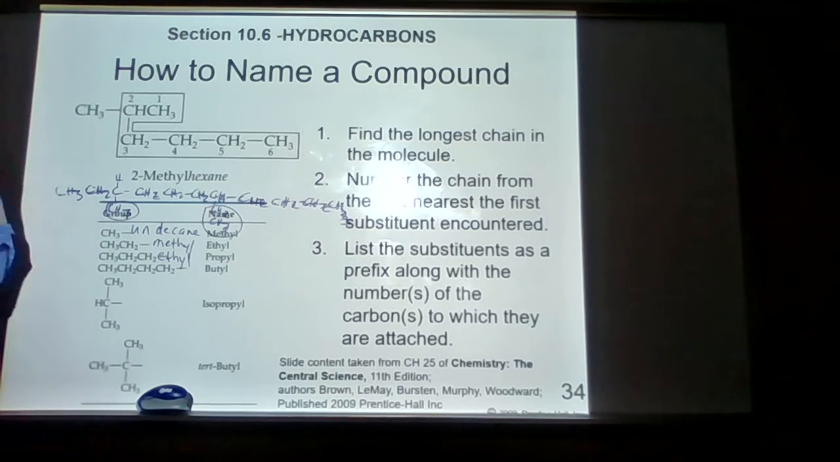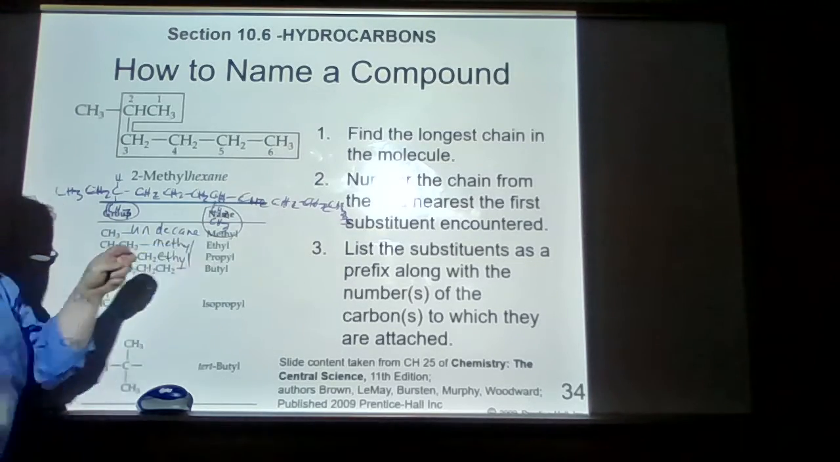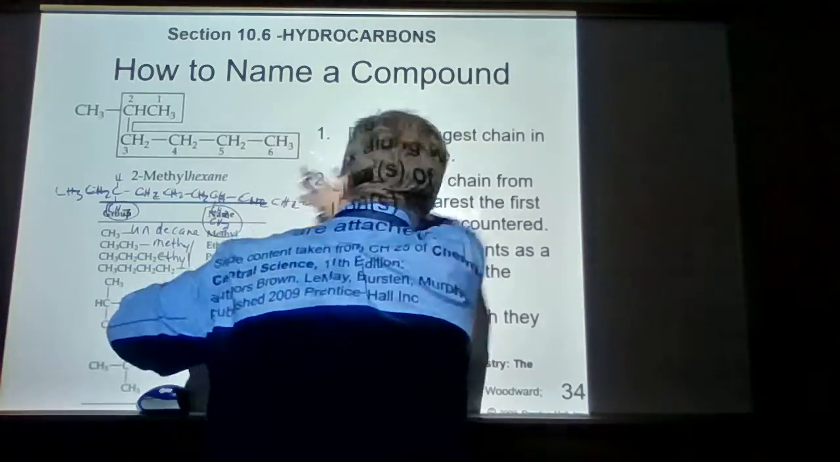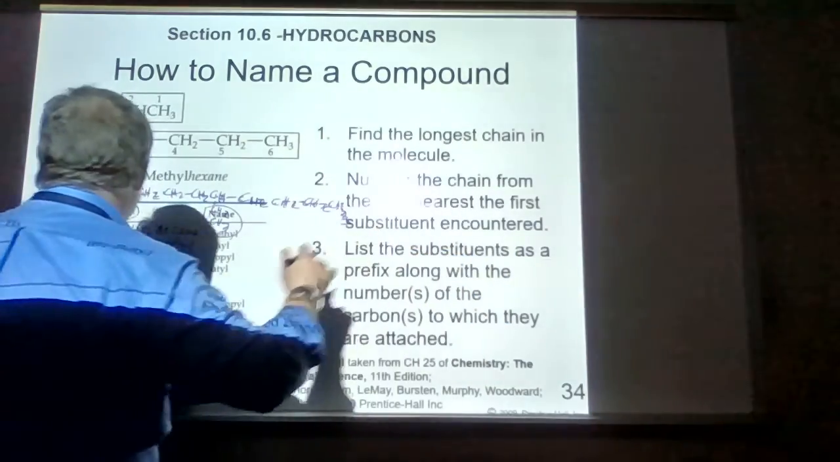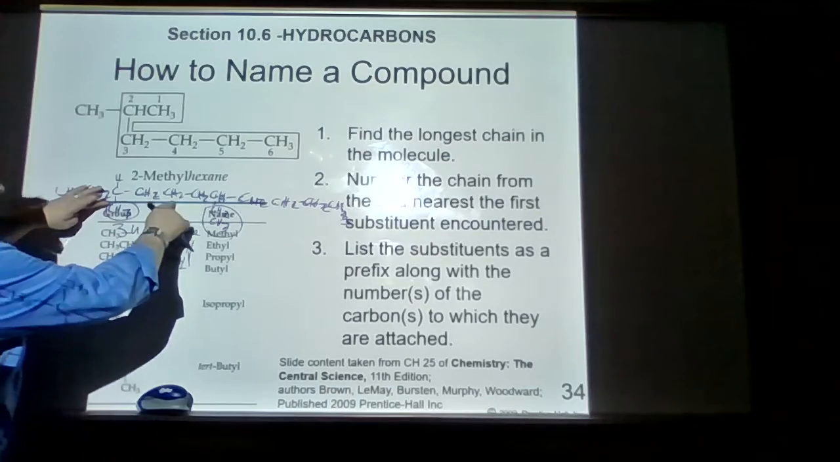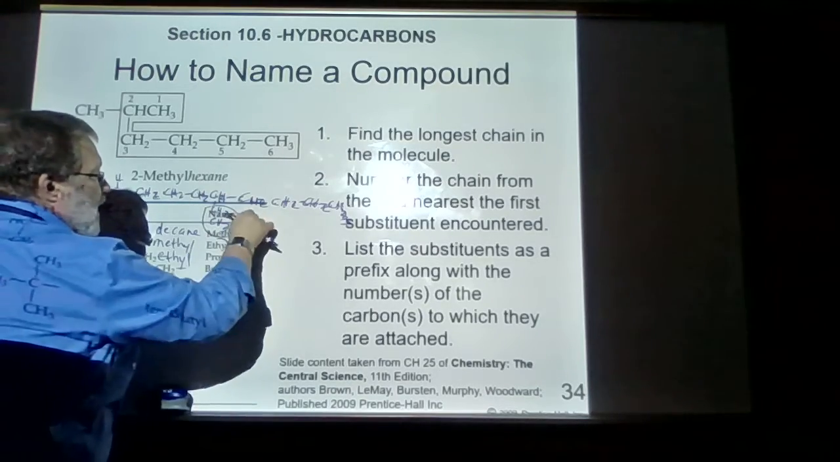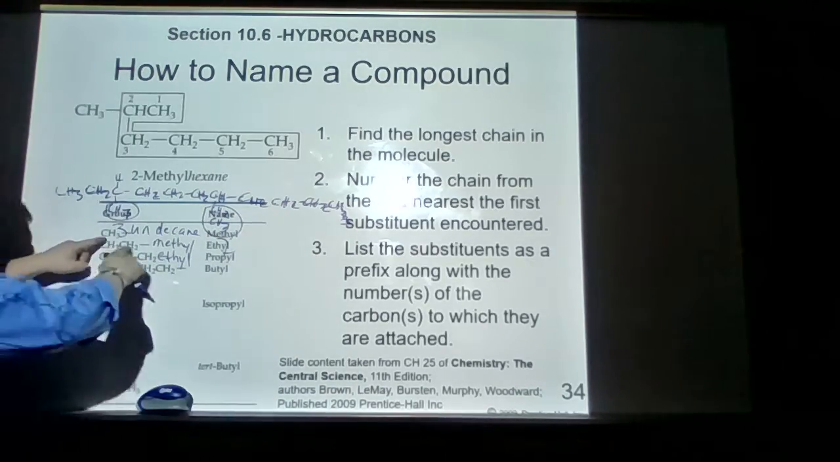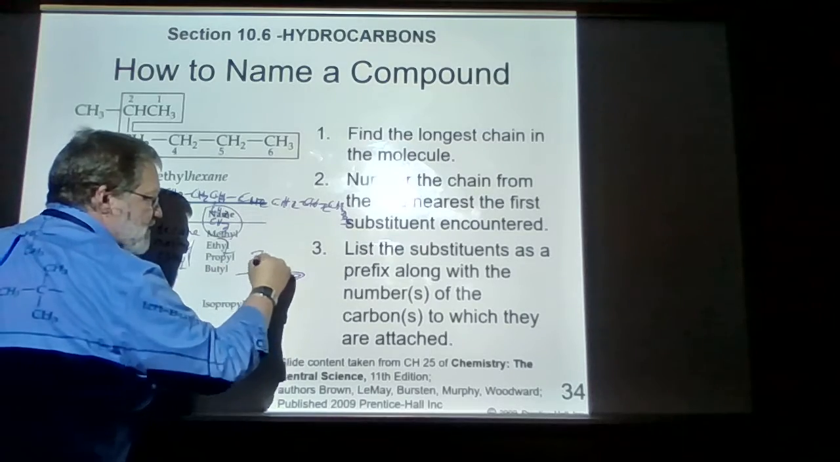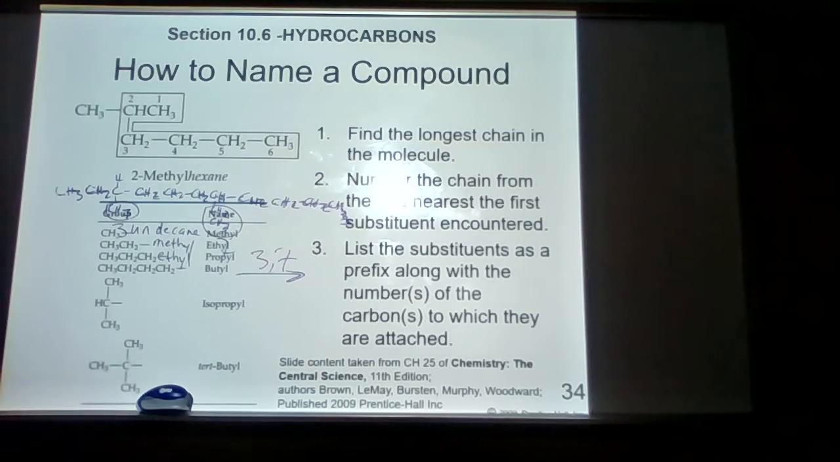If we start from left to right, so from here this way, 1, 2, 3, 4, 5, 6, 7, 8, 9, 10, 11. We have a 3, 7. In this direction, it's a 3, 7.